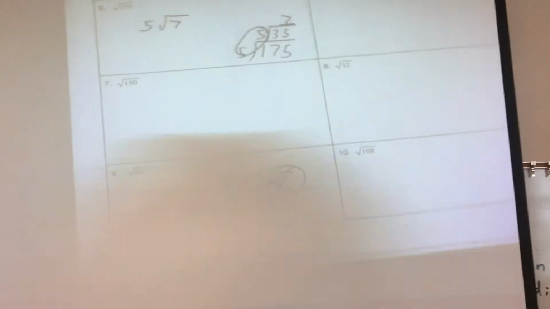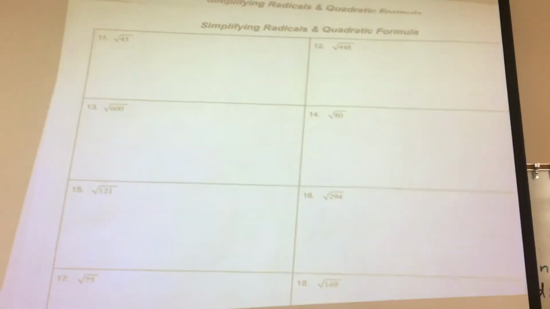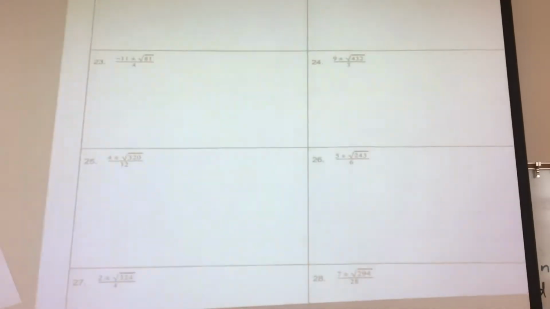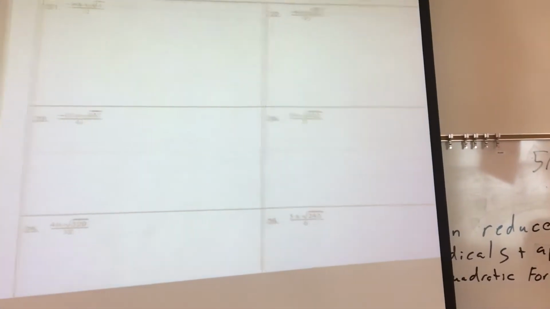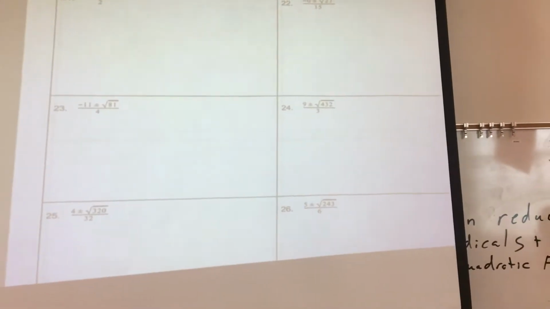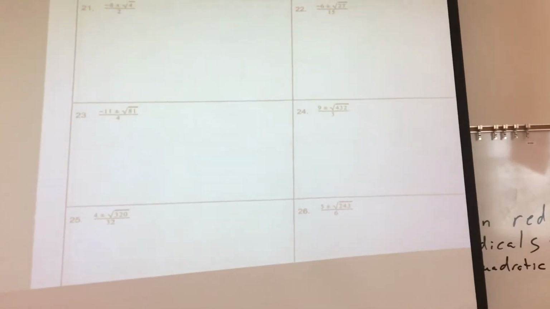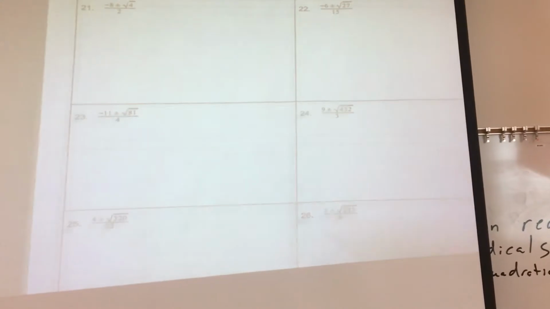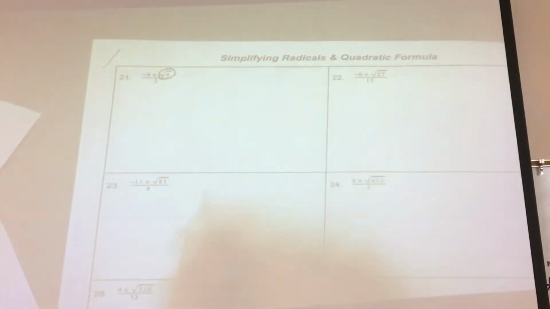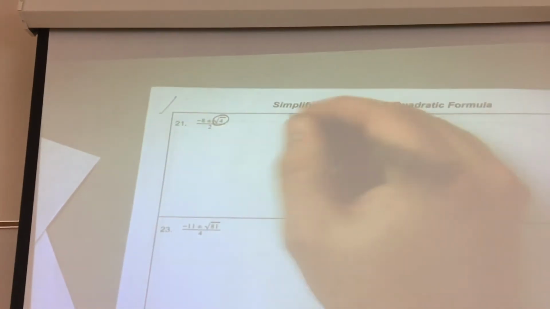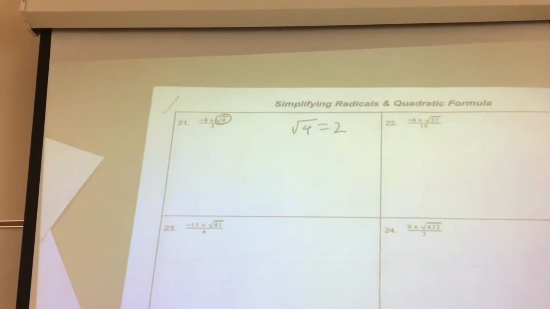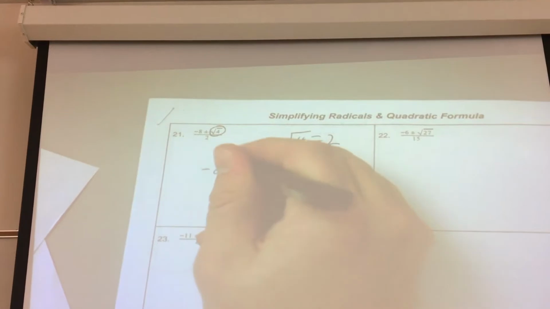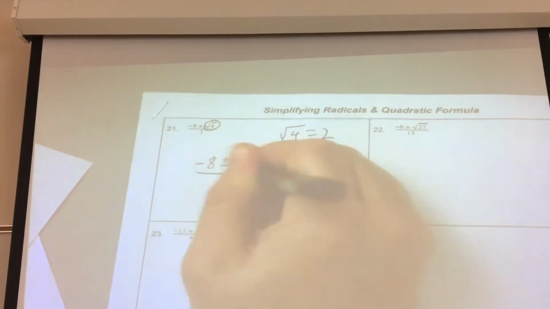Okay? The next type of problem that you're going to run into, I'll go ahead and come over here to this page, is going to be ones like this, where it's a number plus or minus a radical over another number. Very important on this that you do first reduce the radical. So in this case, the square root of 4 is just 2. So I'm going to rewrite this as negative 8 plus or minus 2 over 2.